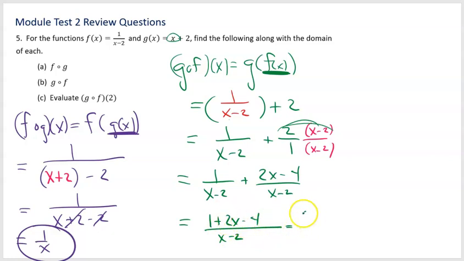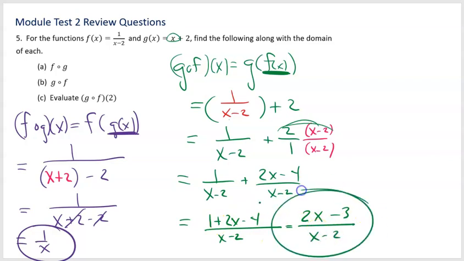Now the 2x I'm just going to bring across. 1 subtract 4 is minus 3 over x minus 2. And that is completely simplified. So a lot more work to do in G composite F than F composite G in this particular situation.